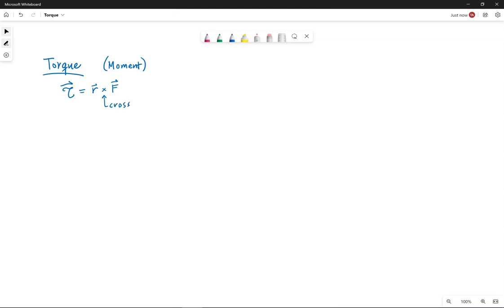This is called the cross product. This is specific, another way to multiply vectors. If you remember before, we talked about work, and work, at least if force was constant, was force dotted with displacement. The dot product multiplied parallel components of the vectors. It gave us a scalar answer.